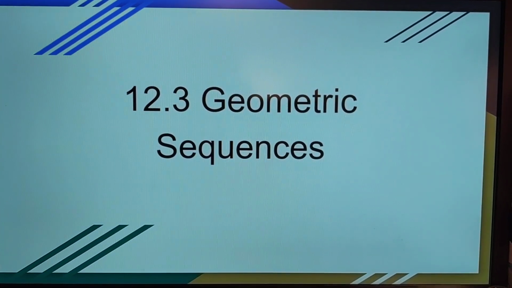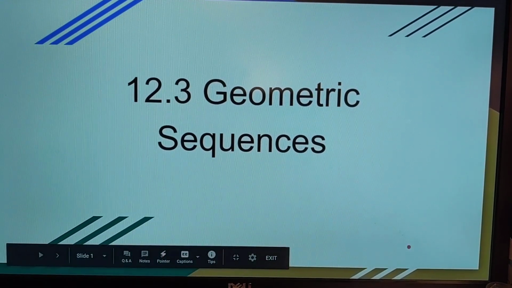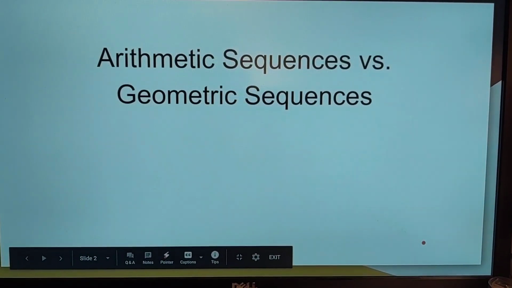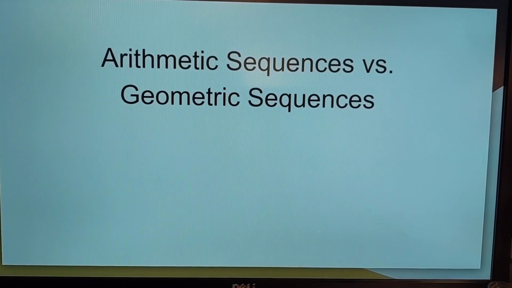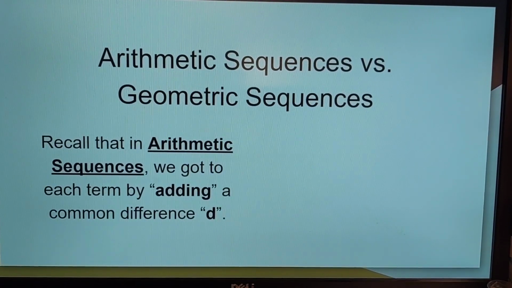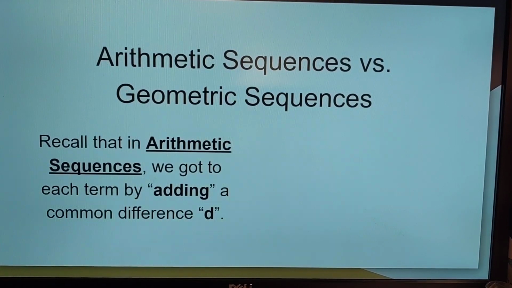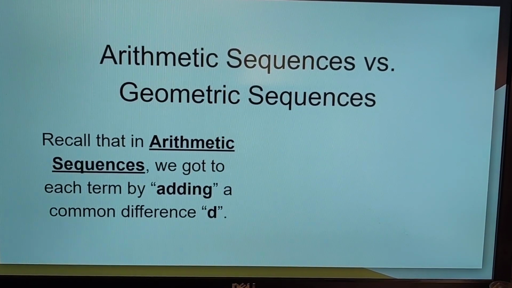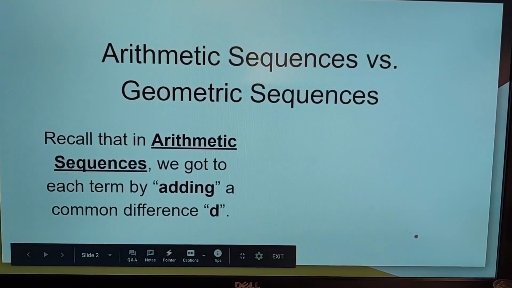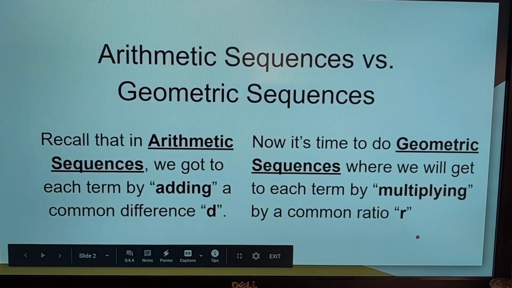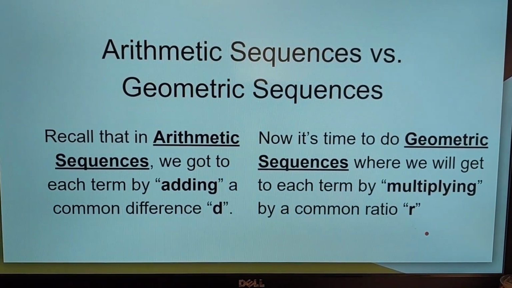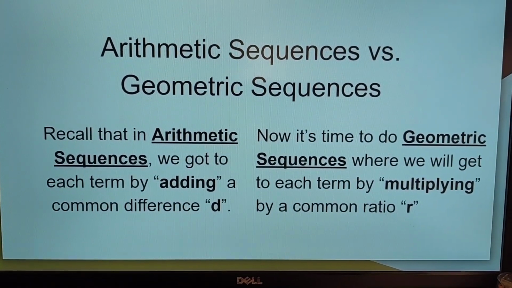All right, let's take a look at section 12.3 on geometric sequences. First, I kind of want to start off by comparing arithmetic sequences to these geometric sequences. Now, recall that in arithmetic sequences, we would get to the next term by adding a common difference that we refer to as d. For geometric sequences, we are now going to get to the next term by multiplying by a common ratio, and we will call that r.